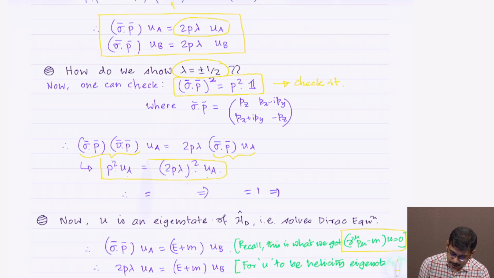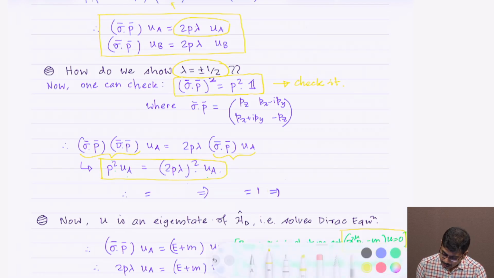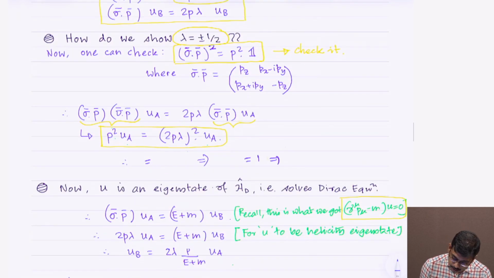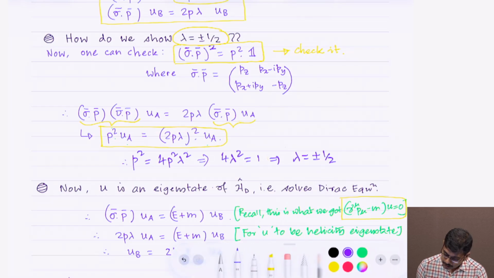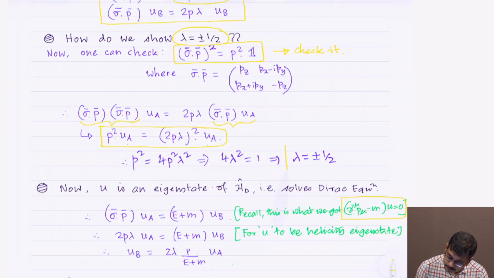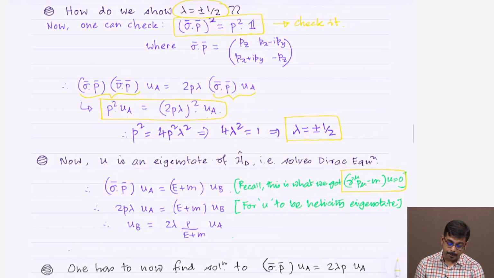So, what does it say? It basically says that p square is 4 p square lambda square, or 4 lambda square is equal to 1. That means lambda is plus minus half, indeed the one that we envisaged, right. So, this basically shows that you can have the eigenvalues to be plus minus half.